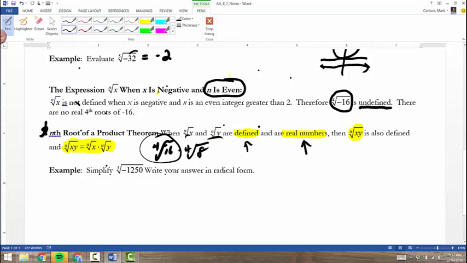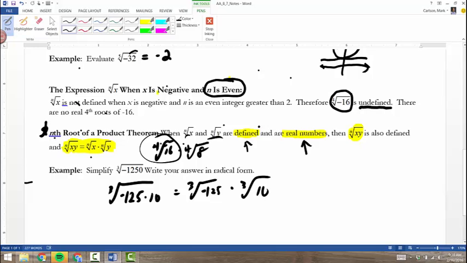However, if I look at this example down here, it says simplify the third root of negative 1250 and write your answer in radical form. Well, now I have the third root of a negative number. Since that's defined, I can go ahead and break that up into different parts. For instance, I can rewrite this as the third root of negative 125 times 10. The reason why I picked negative 125 is because that's a perfect third root number. So then I can break that up and say that's the same as the third root of negative 125 times the third root of 10.